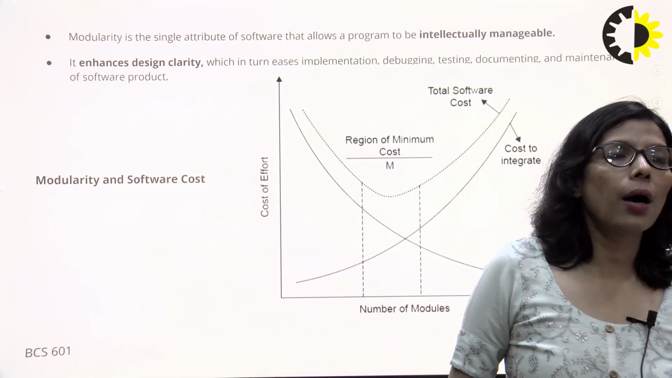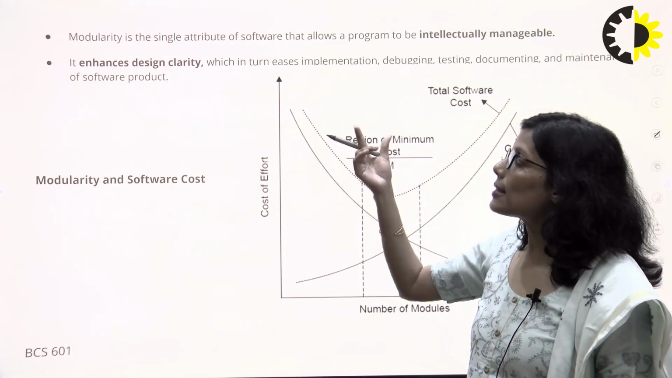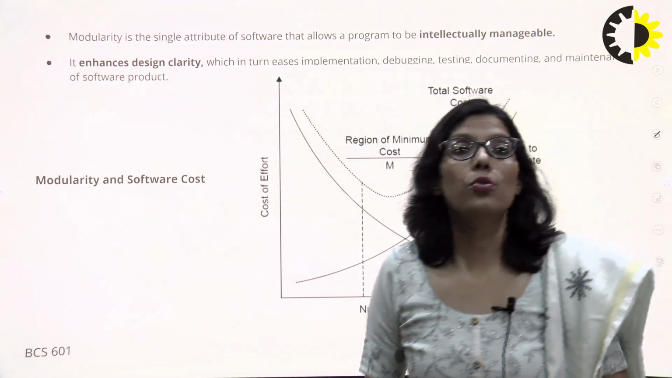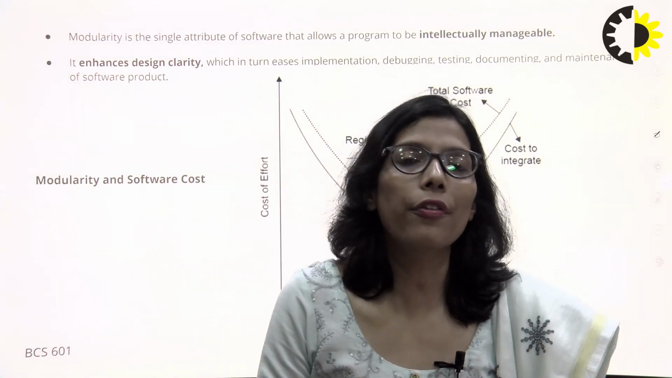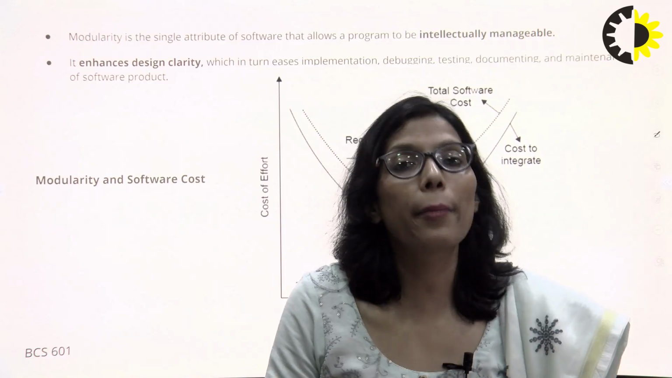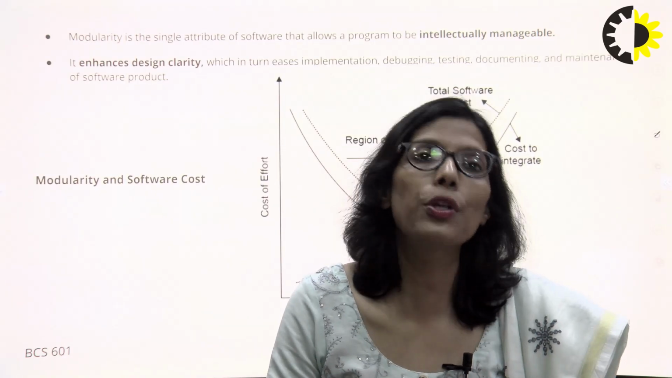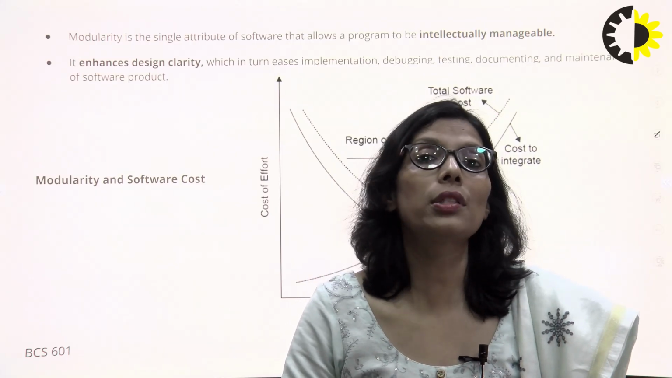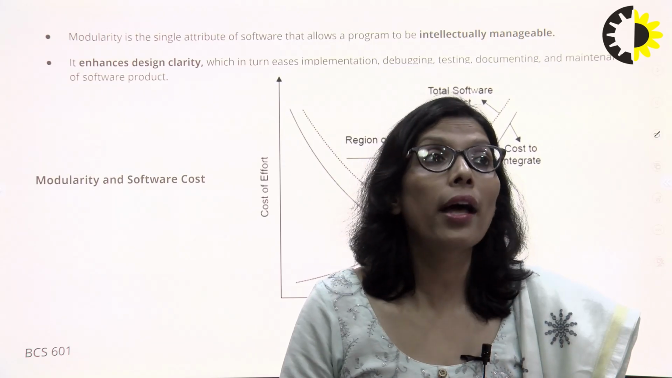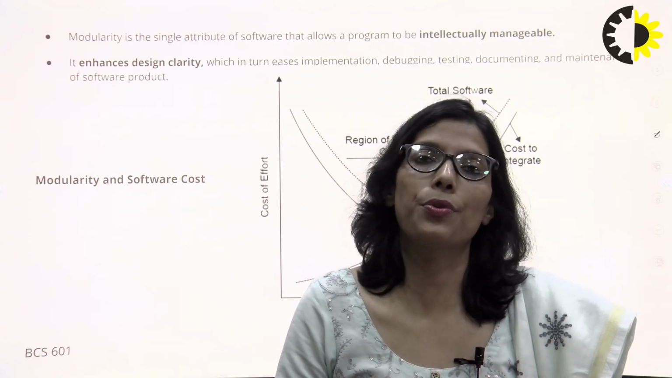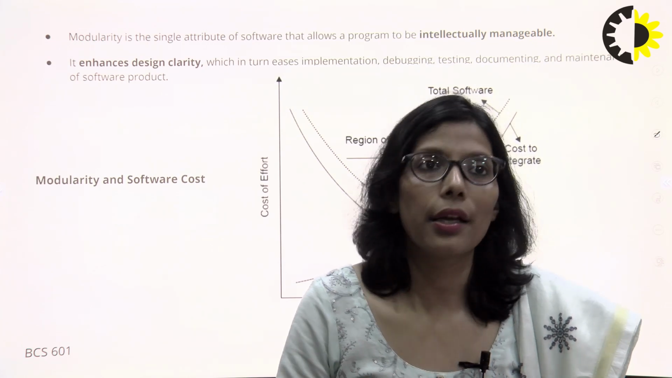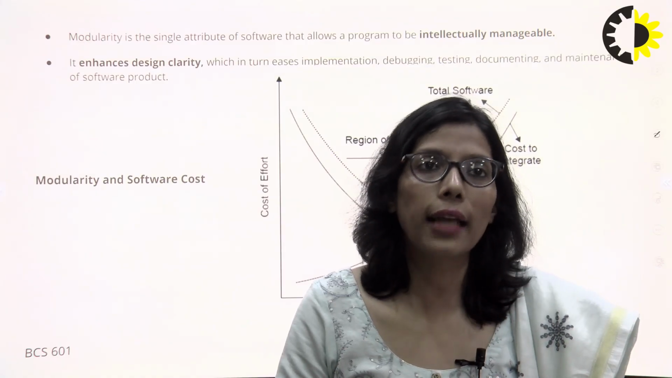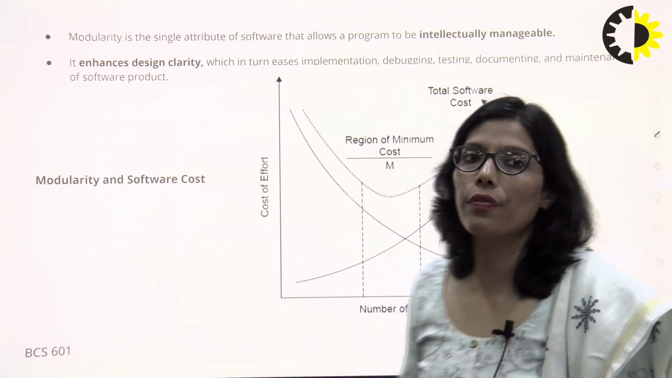Now, when we talk about modularity, it is a single attribute of software that allows the program to be intellectually manageable. From the beginning of this course, we have been saying that requirements change, and when the requirements change, our system or our process should be able to include those changes as and when required. So modularity is a single attribute which helps maintainability, right? It enhances design clarity, which in turn eases implementation, debugging, testing, documenting, and maintenance of the software product.